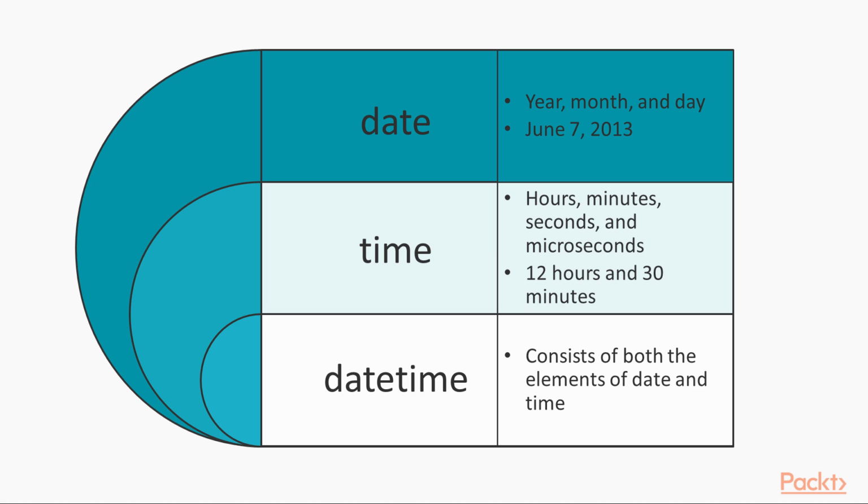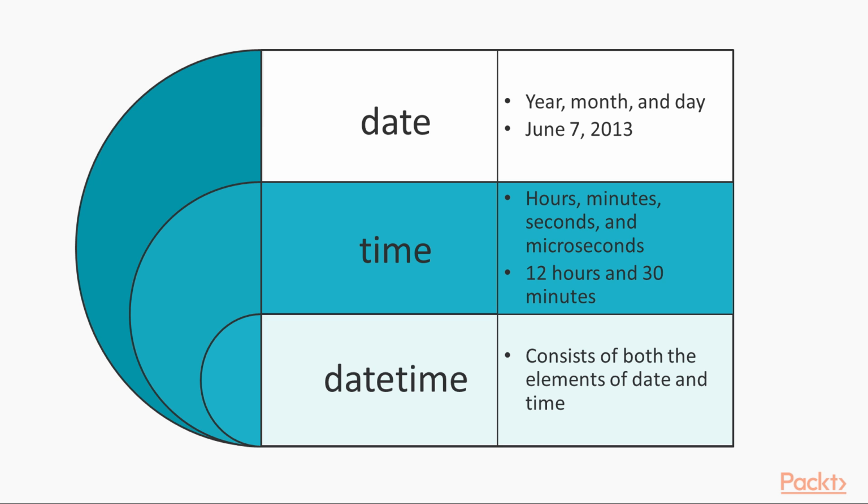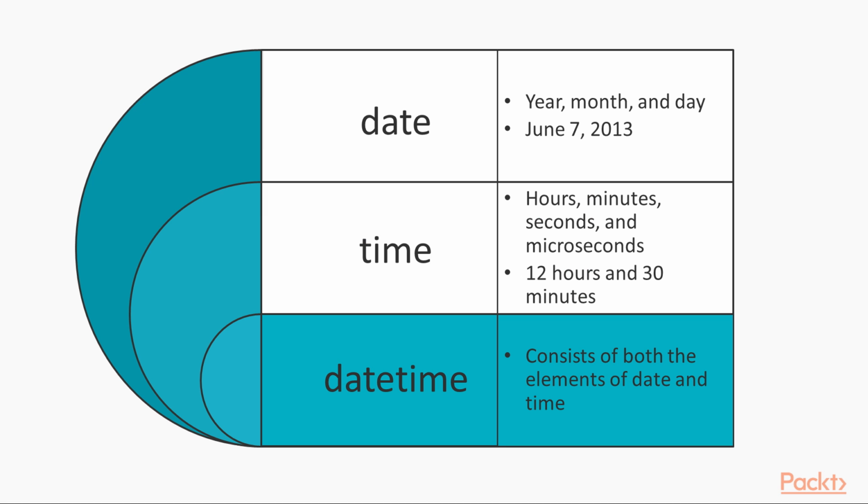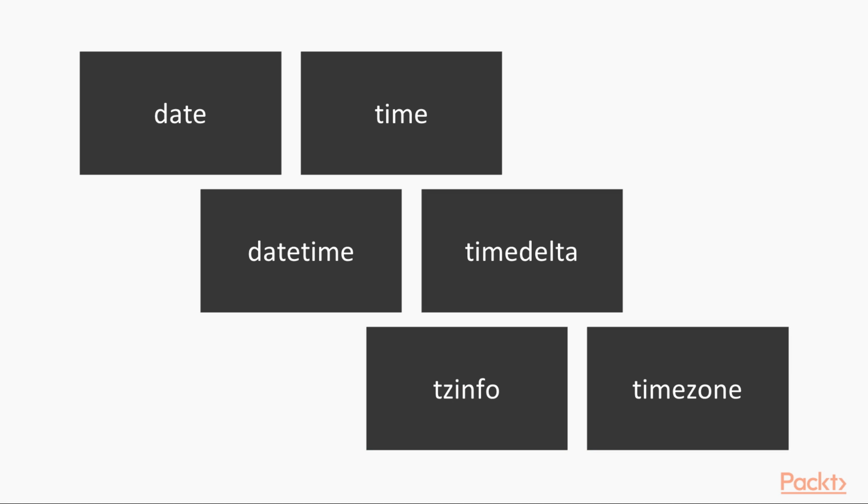For instance, June 7, 2013 would be a date. A time consists of hours, minutes, seconds, and microseconds, and is unattached to any date. An example of time would be 12 hours and 30 minutes. A DateTime consists of both the elements of a date and time together. The DateTime module is actually fairly simple, with a total of only 6 types of objects: date, time, DateTime, TimeDelta, along with 2 others on time zones.